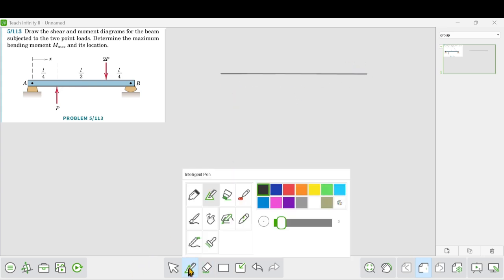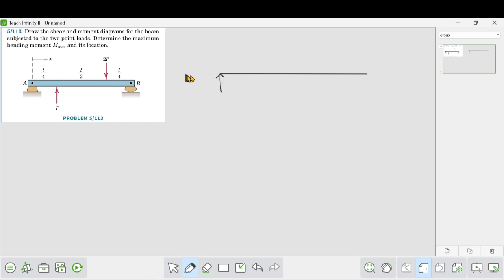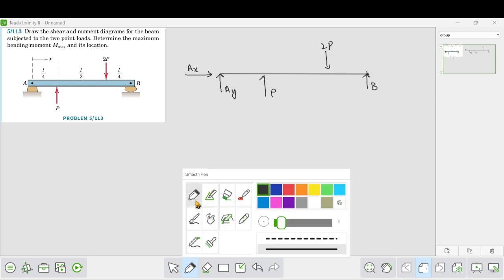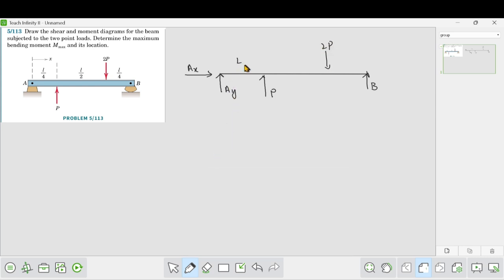Let's say this is a beam and this is AX and this is AY, and this is BY. So there is a load of P and there is a load of 2P. So first, this length is L divided by 4, this length is L divided by 2, and this length is L divided by 4. So now first we will find the support reactions.